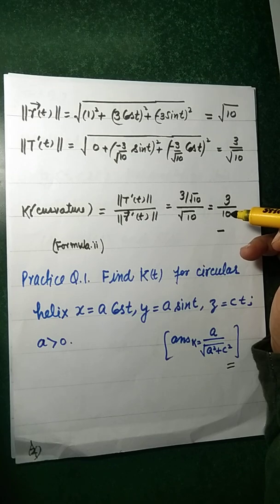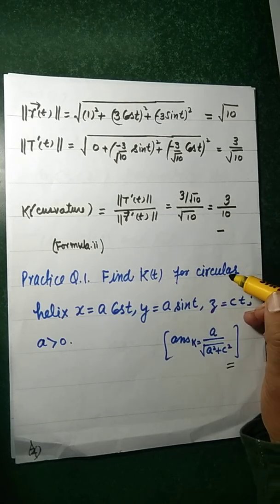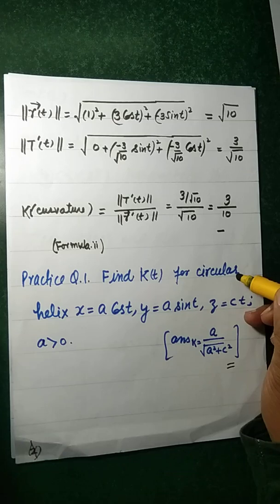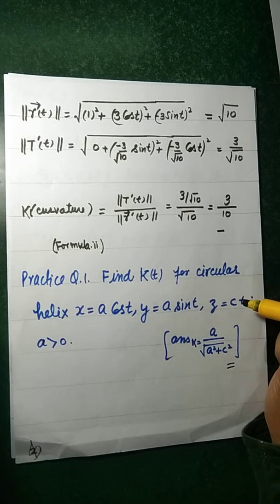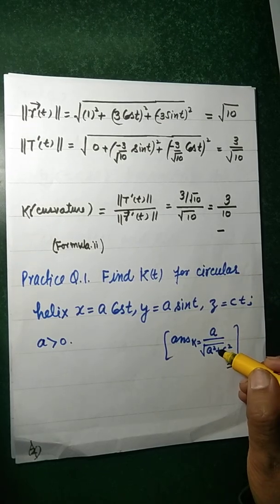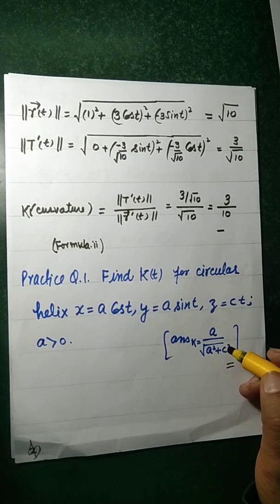Now we have some practice questions by using these 3 formulas. Find the curvature for the circular helix x equals a cos t, y equals a sin t, z equals ct. t is the parameter. Curvature will be a upon square root of a square plus c square, which will again be constant.